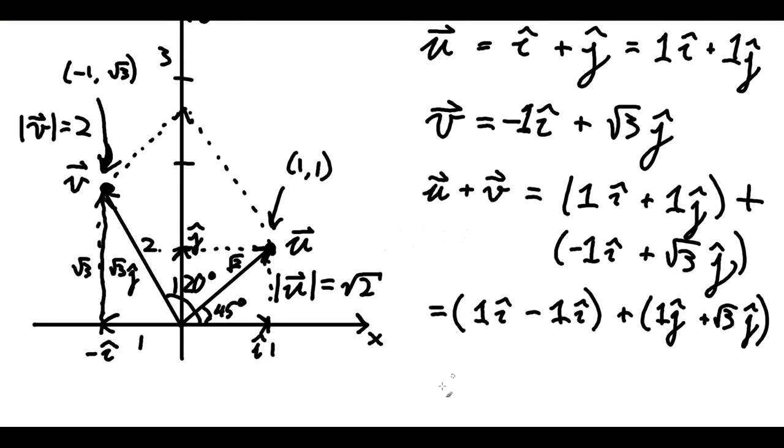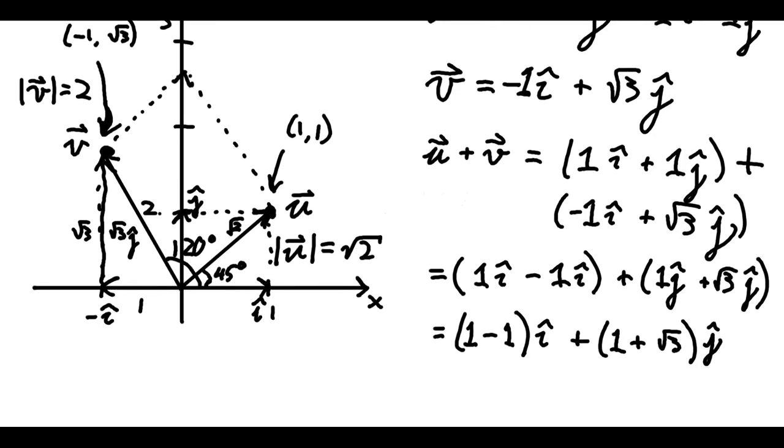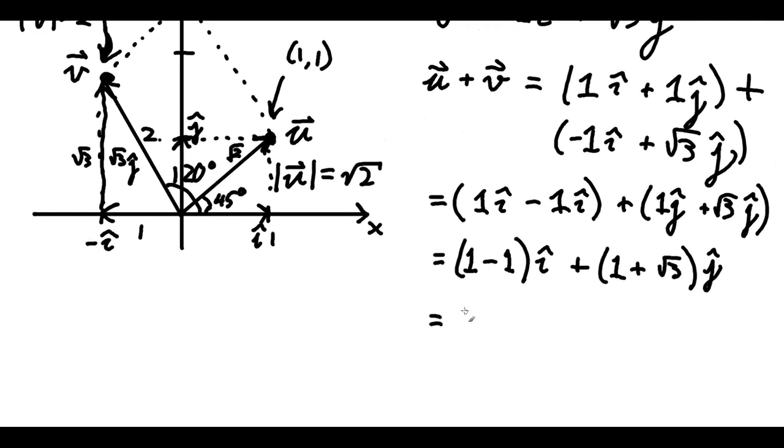And I mentioned again there's a distributive law, so that allows us to factor out that i and say that we have 1 minus 1 times i. I guess it's weird to drop them after all this time, I'll put the serif back on that. 1 minus 1 times i plus 1 plus radical 3 times j. 1 minus 1 is 0, so we have 0i plus 1 plus radical 3 j.